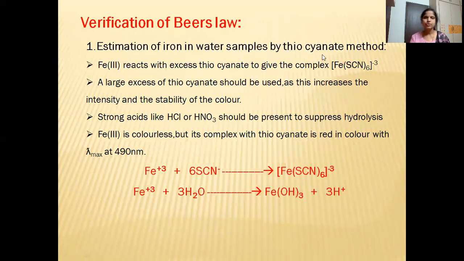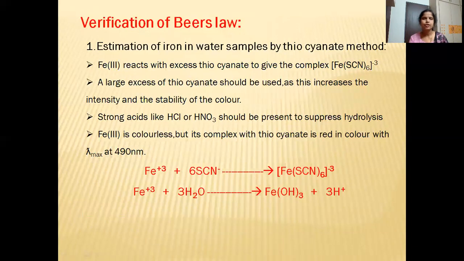So what we have to do is, even here we have to prepare the standard solution. First thing is, the iron which is present here, we are taking as ferric, Fe+3. So Fe+3 iron will react with excess of thiocyanate to give the complex, hexathiocyanate iron(III) complex. Now this complex is red in color.